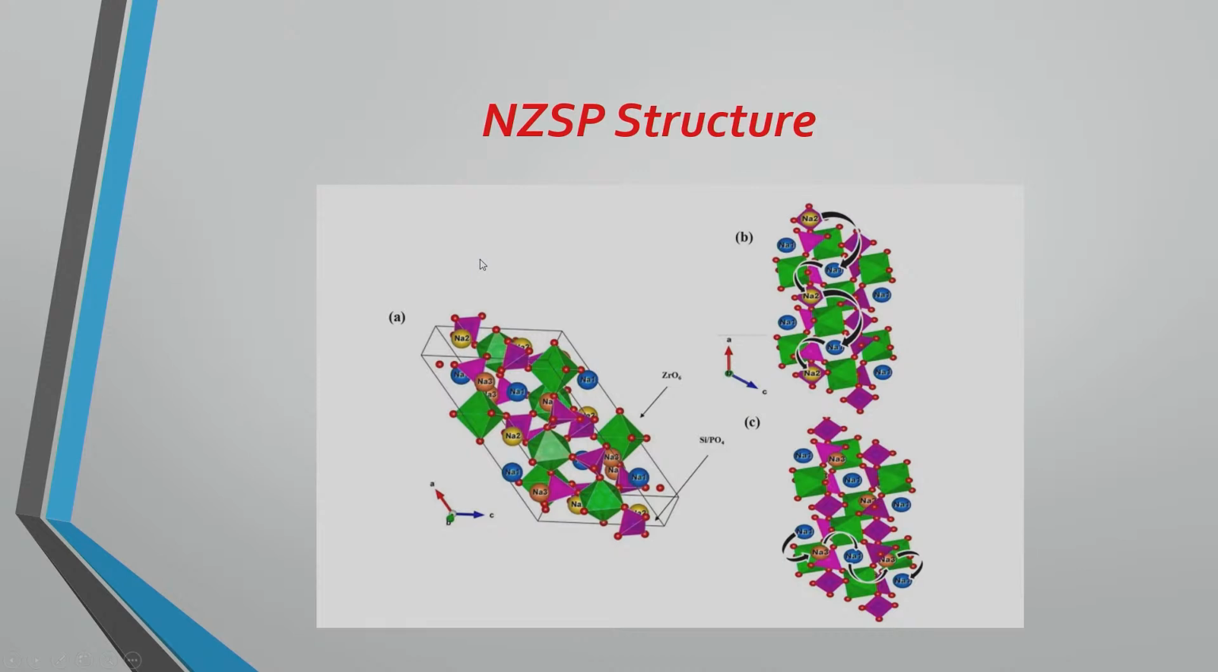The conduction in this NZSP happens like this: the more Na ions that are induced in the NZSP structure, they transfer from one place to an interstitial site and replace another atom, and that atom goes to other interstitial sites. This cycle goes on, and we get the conductivity through this.